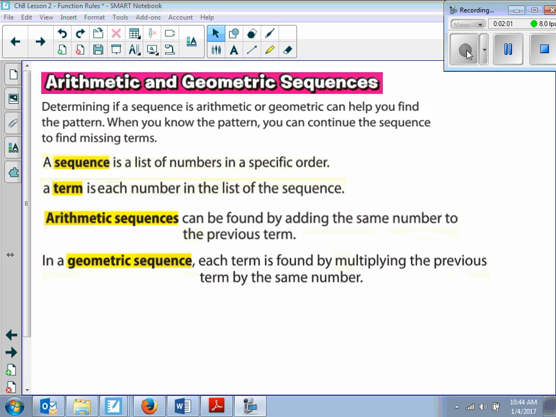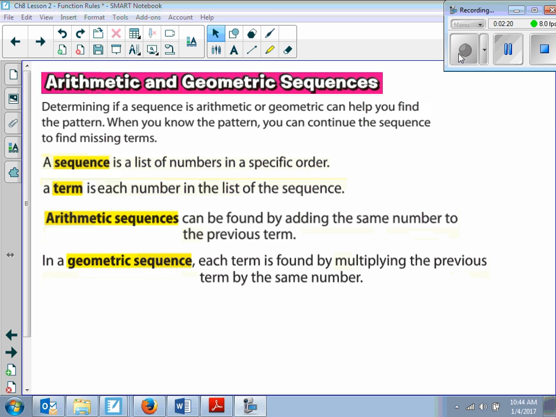Now it says here, you don't have to write this first part up here, just the vocabulary. Determining if a sequence is an arithmetic or a geometric can help you find the pattern. When you know the pattern, you can continue the sequence to find missing terms. Okay?